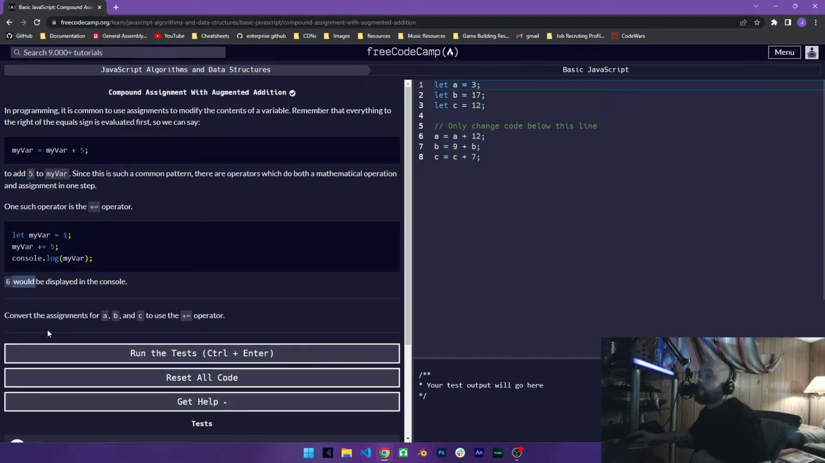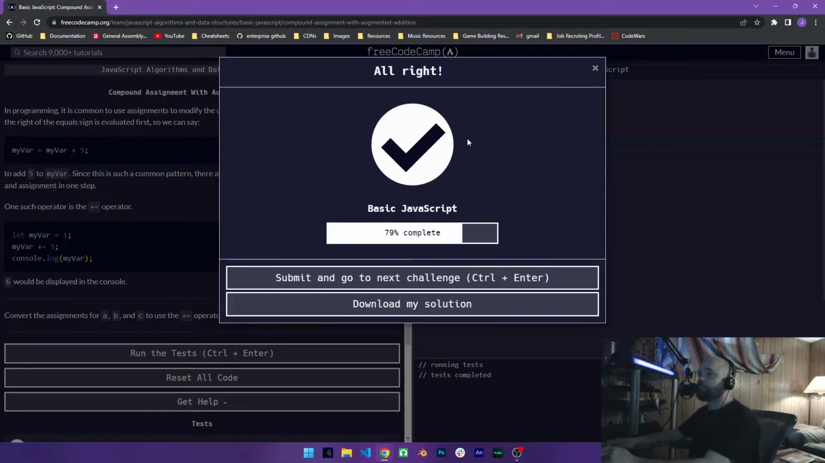And then here it asks us to convert the assignments for a, b, and c using the plus equals operator. So we already have these established up here. So we just need to do a plus equals 12, b plus equals 9, c plus equals 7. And then just take out all this other stuff. There we go.